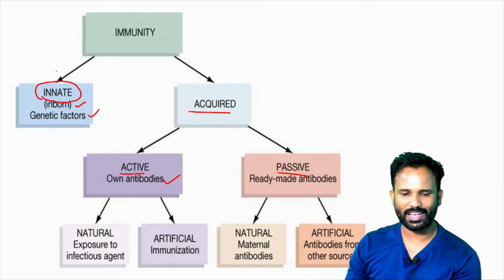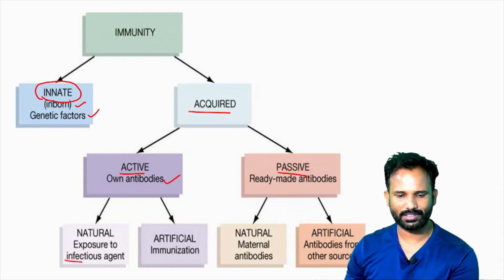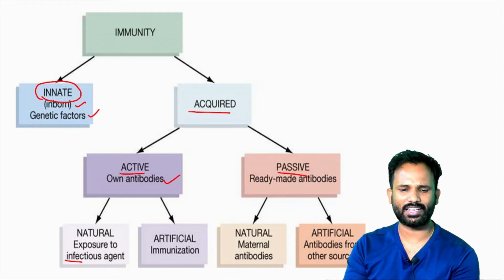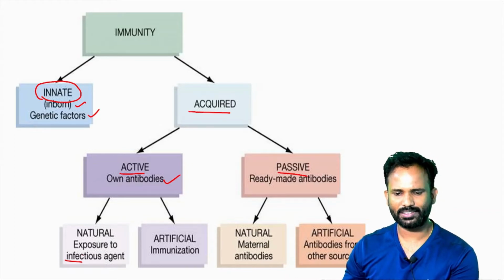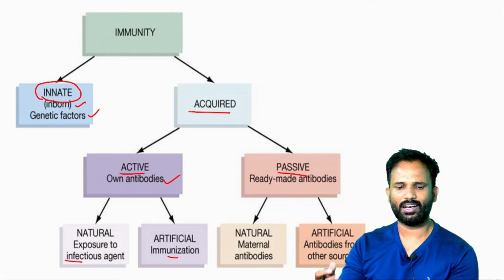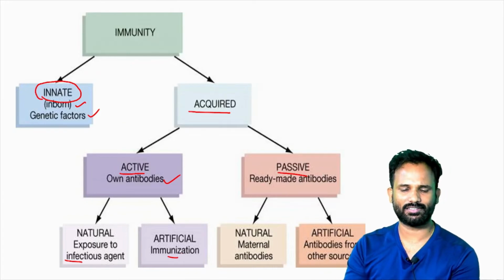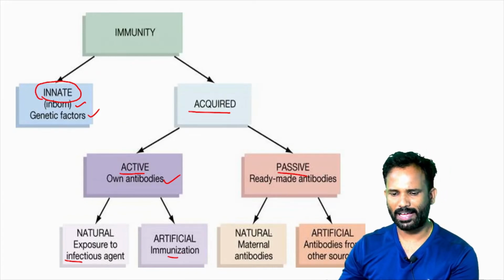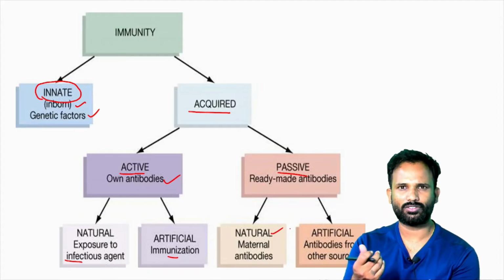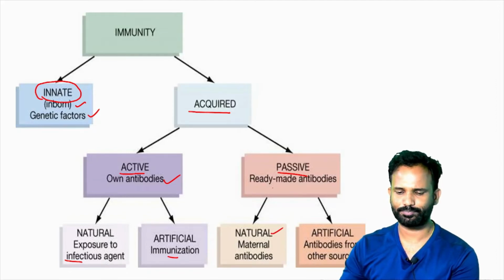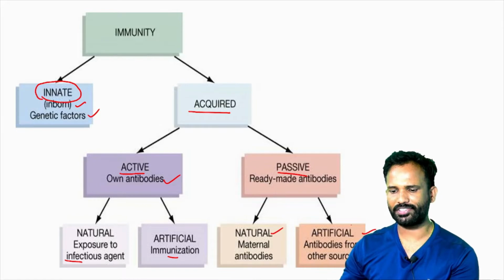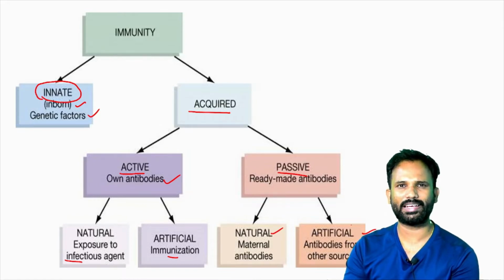Coming to the active, like a natural infection, that is natural active, whereas artificial is induction by vaccines. Then passive, natural from maternal, either through placenta or from the breast milk, or artificial by directly giving the immunoglobulin like anti-D.